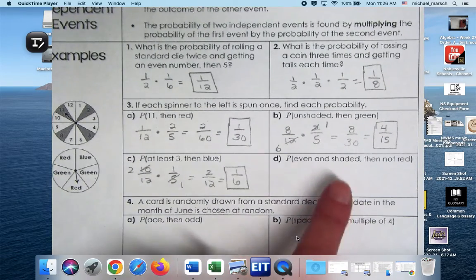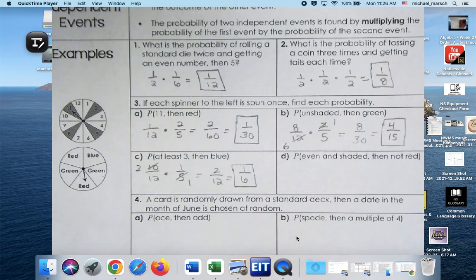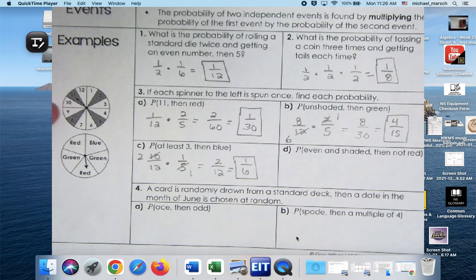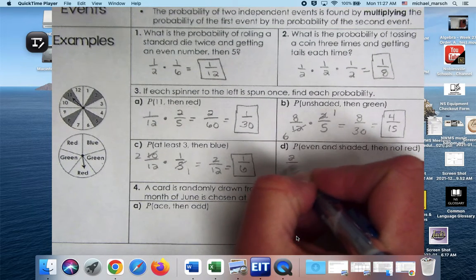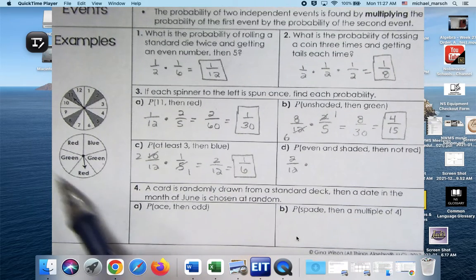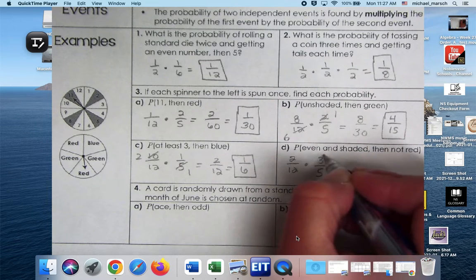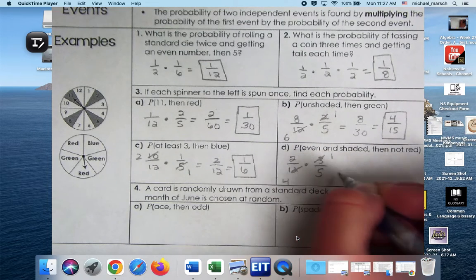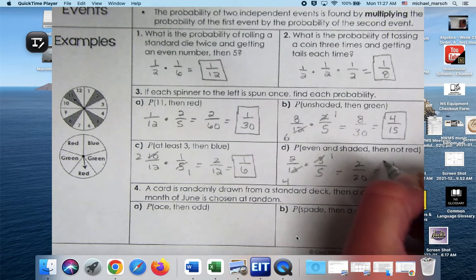Okay, this last one, probability of getting an even and shaded number. So how many of those on this spinner are even and shaded? 2. Yep. 2 out of 12. And then not red. How many of these are not red? 3 out of 5. And again, I'm going to cross simplify, and I'm going to get 2 out of 20, which simplifies to 1/10.